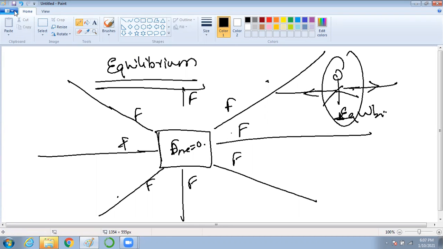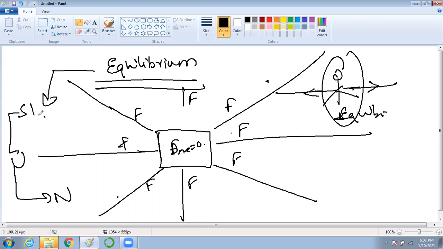And these equilibria are of 3 types: one is stable, one is unstable, and one is neutral. So stable, unstable, and neutral. We'll study these. Till now, any doubts? No sir. Any doubts, Devika? No sir, no doubt. Okay, good.